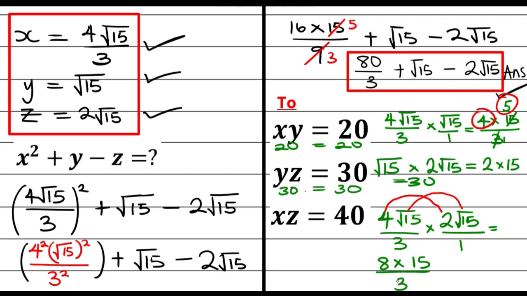Then 3 goes there, that's going to be 1. 3 goes there, that's going to be 5. Actually, what we have left is 8 times 5, which is equal to 40. This has proven that xz is 40, which is also equal to 40 as we have it here. And this has shown that the value of x is correct, the value of y is correct, then the value of z is also correct.